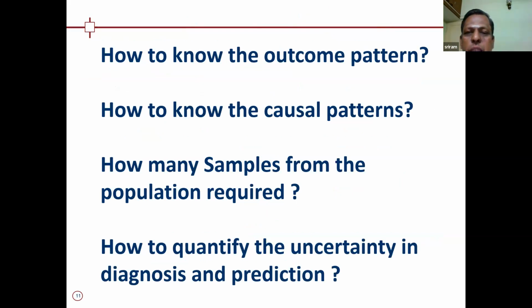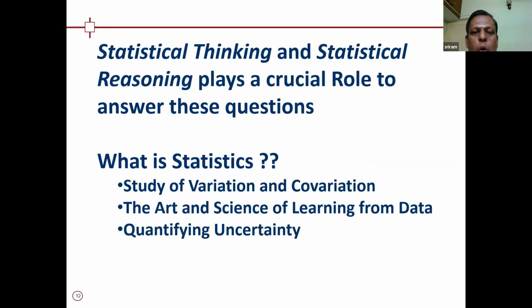Now the question is how to know the outcome pattern, how to know the causal patterns, how many samples I want to take from the population, and how to quantify the uncertainty in diagnosis and prediction. These questions are answered by biostatistics. So statistics will help you answer these questions. Statistical thinking and statistical reasoning play a crucial role in answering them.